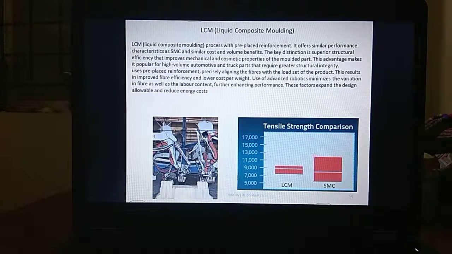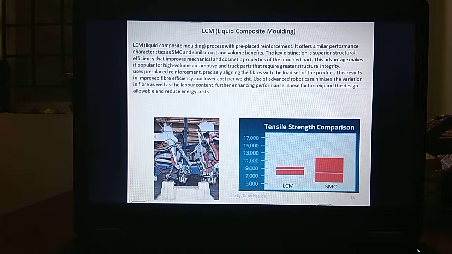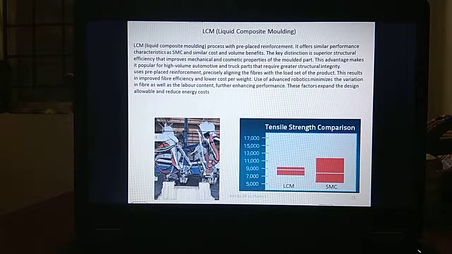Now let us look at liquid composite molding. Liquid composite molding is a process with a pre-placed reinforcement. It offers similar performance and character to the sheet molding compound or bulk molding compound process, and similar cost and volume benefits.